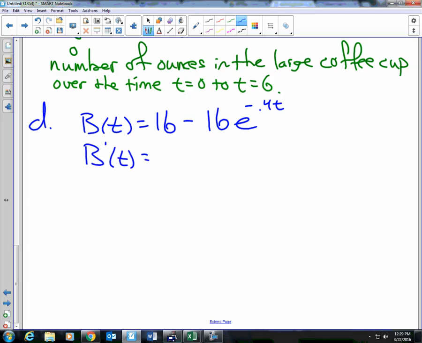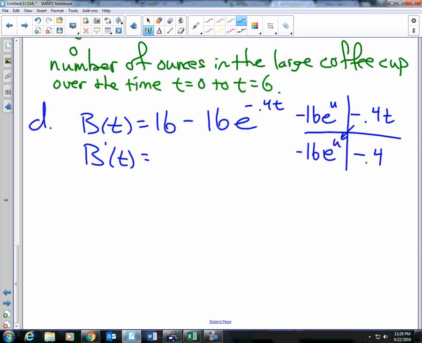What's the derivative of 16? 0. So now I need to do the derivative of negative 16e to the negative 0.4t. This was on your final exam for the first semester. You know how to do it. What's the derivative of negative 0.4t? Negative 0.4. What's the derivative of negative 16e to the u? Negative 16e to the u. Okay, multiply negative 16 times negative 0.4.